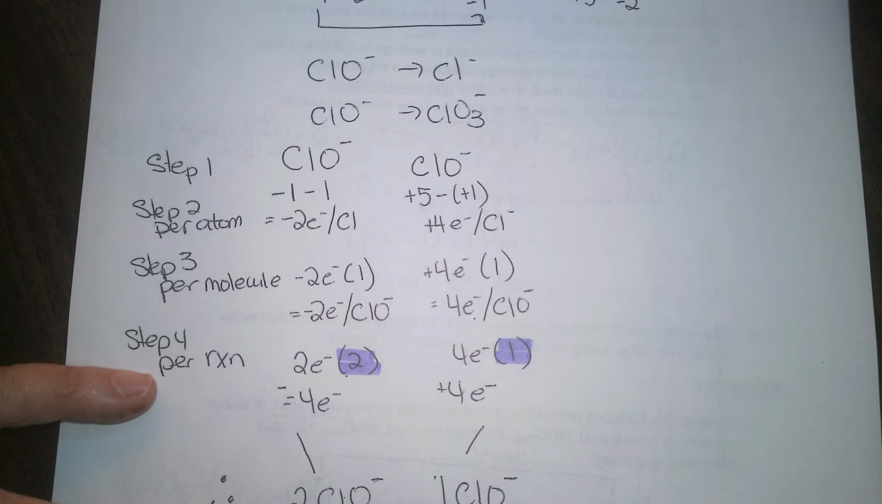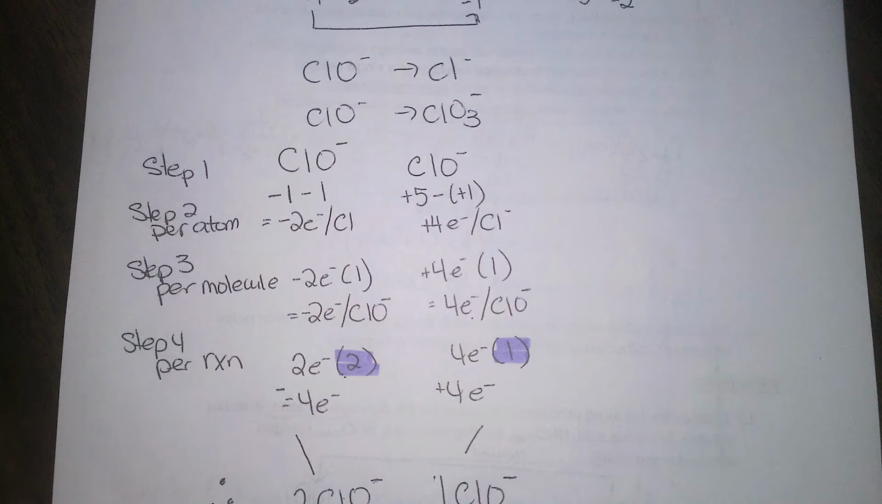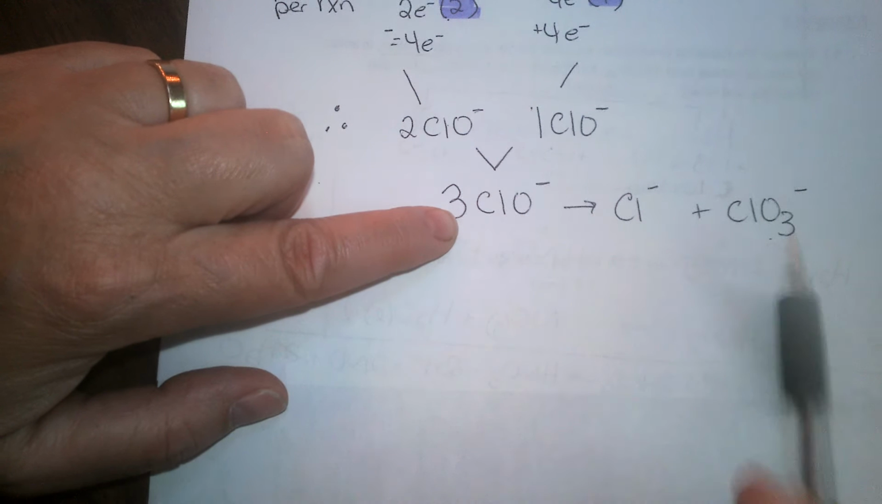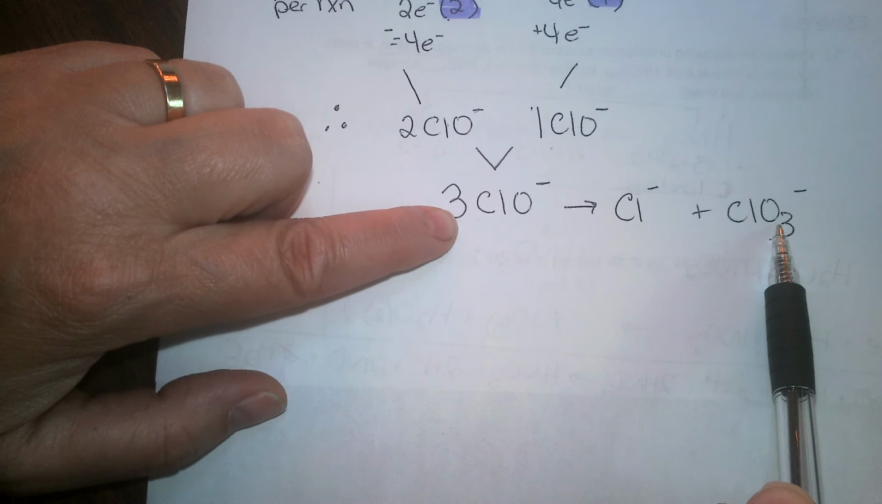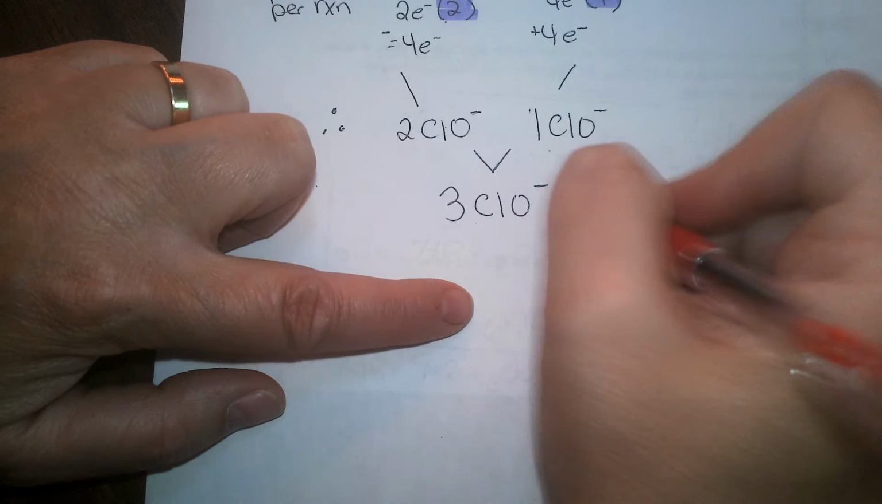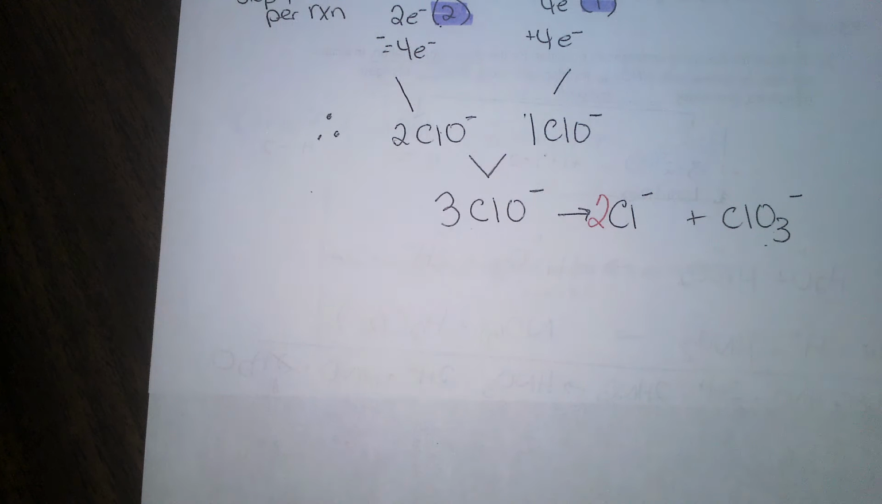Gives me Cl minus and ClO3 minus. This matches up, 3 oxygens, 3 oxygens. I got 3 chlorides here and 2 here. Well, why can't you see? Okay, I've got 3 oxygens here and 3 oxygens here. Put a 2 here. Now I balance.